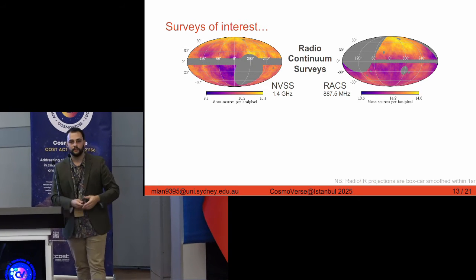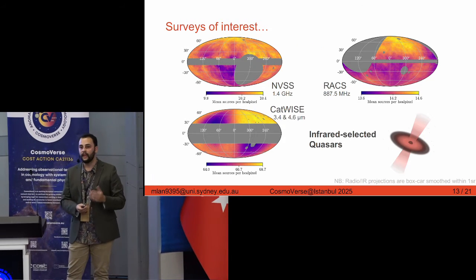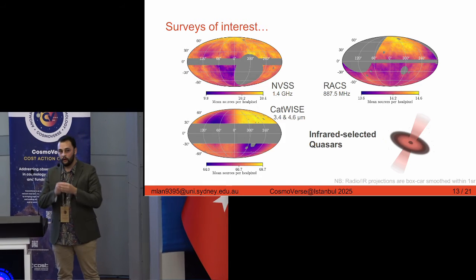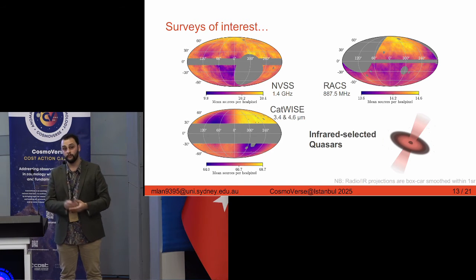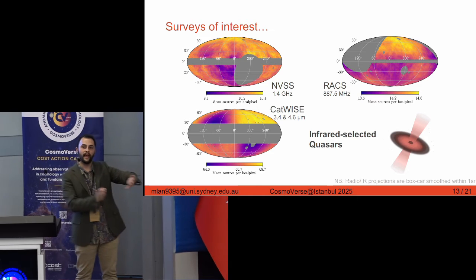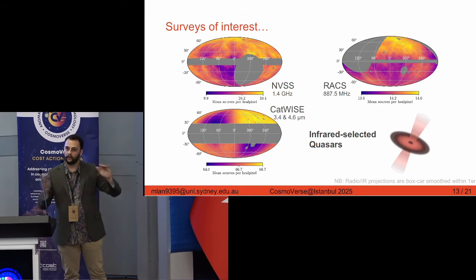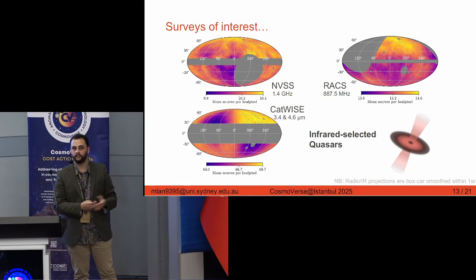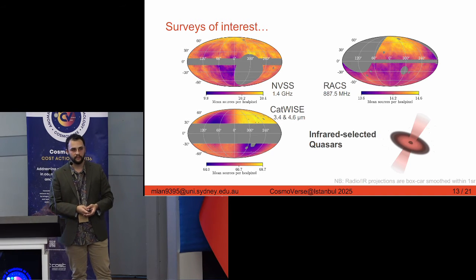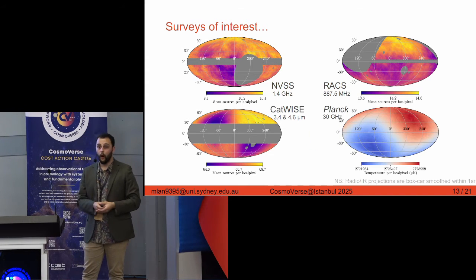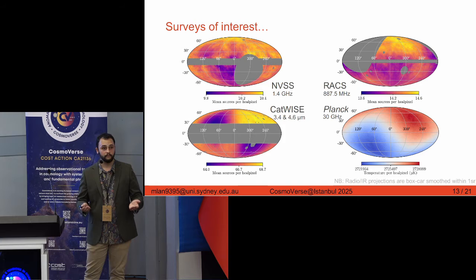We not only compare these to each other, but we also compare these to infrared-selected quasars from the WISE satellite catalogue. Here we use a certain color cut used in the literature to filter out objects that we don't want to look at that are not at cosmological distances. For example, stars which can emit in the infrared. And this is observed at the W1 and W2 bands. And then we also compare these to observations of the CMB, Planck.